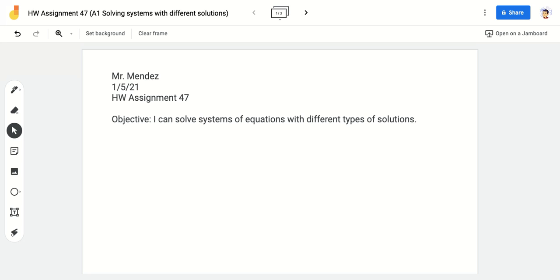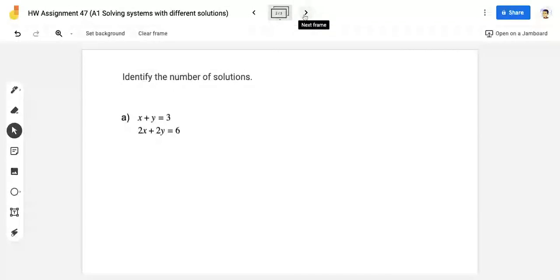Today's objective: I can solve systems of equations with different types of solutions. We have spoken about this before, and we have seen it before, but I just wanted to throw it out there one more time to show you in the context that we've been seeing these problems. So let's go right to it. We're going to identify the number of solutions that a system has, and we're going to use whatever methods of solving that we can.